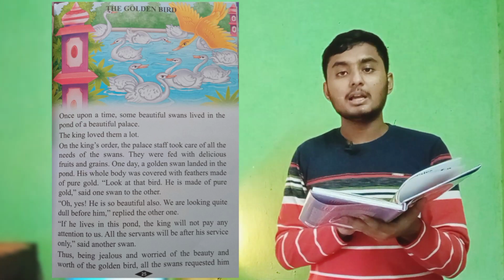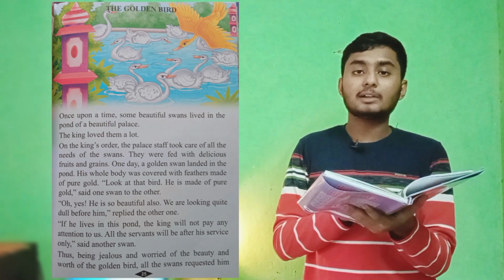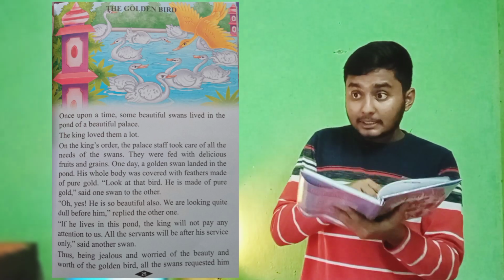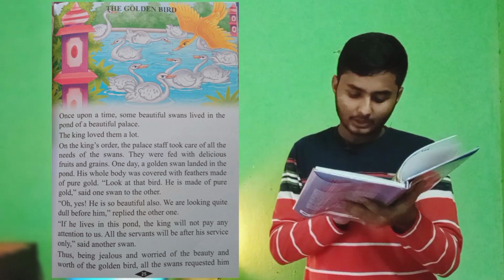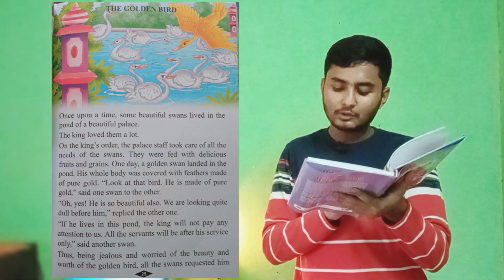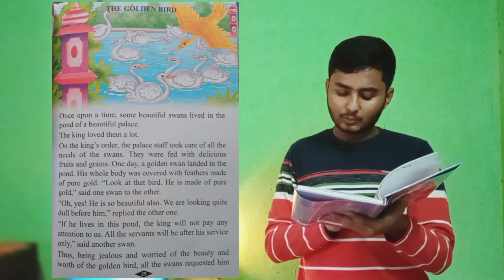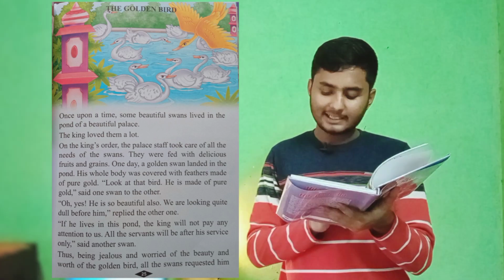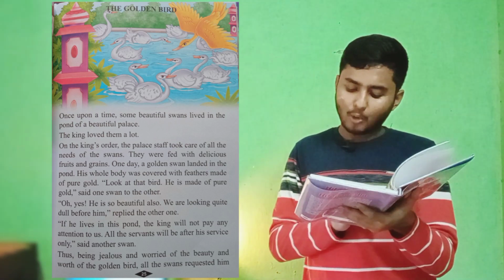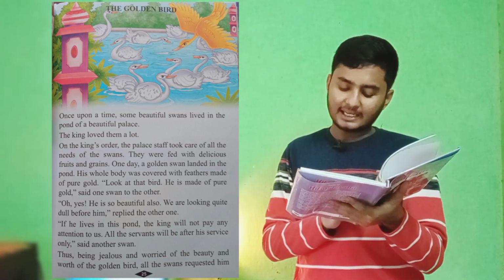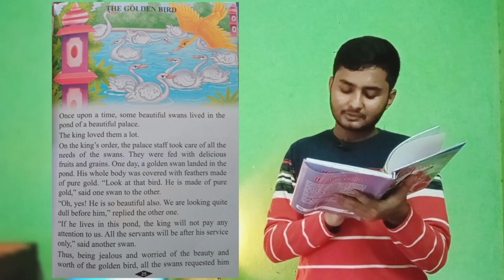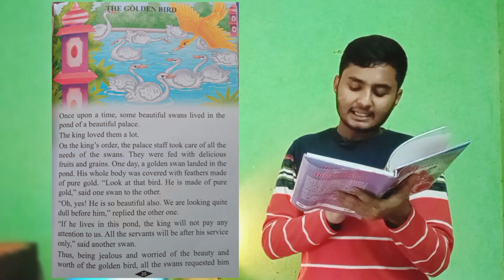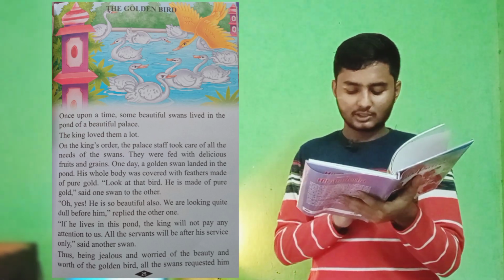Now one swan of that pond said, oh, look at this particular swan, his feathers are actually pure gold. Oh yes, he is so beautiful, as we are looking quite dull before him, replied the other one. If he lives in the pond, the king will not pay any attention to us. All the servants will be after his service only. And another swan said also, right?